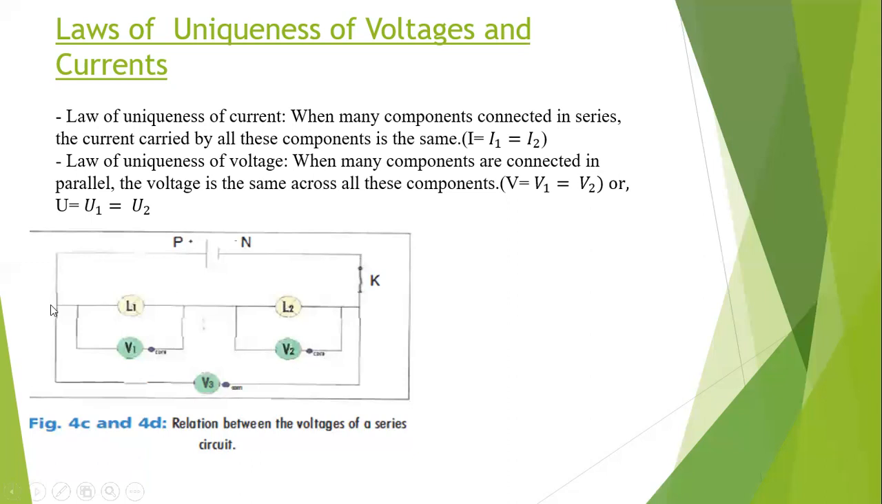So we see here in this circuit that L1 and L2, the two lamps, are connected in series, so they have the same current. These two voltmeters are connected in parallel across these two lamps, and a third voltmeter is connected in parallel across the battery. So it gives the voltage of the battery, or of the whole circuit.